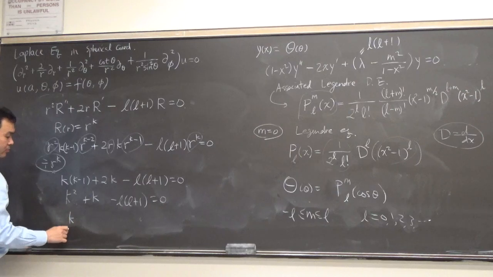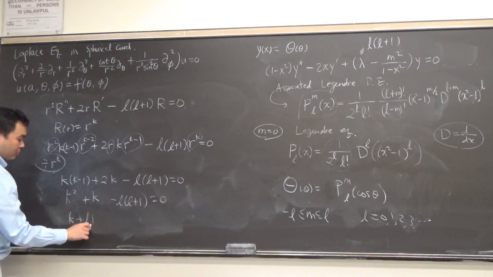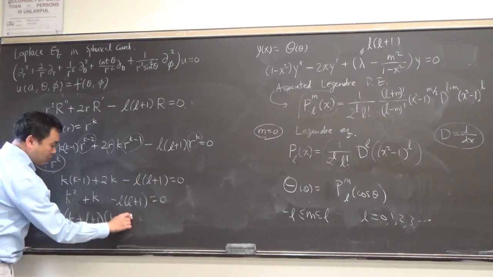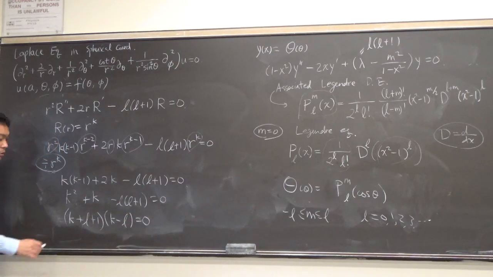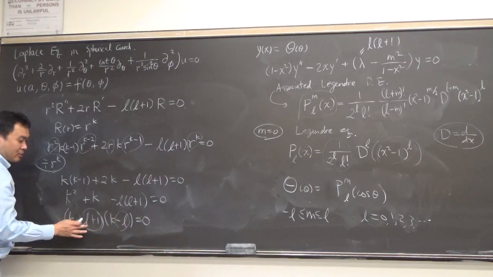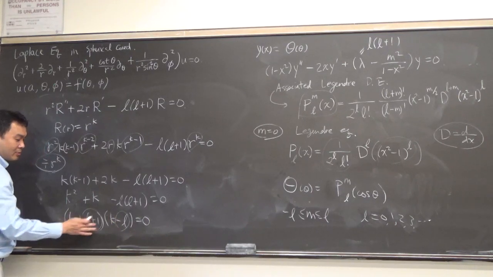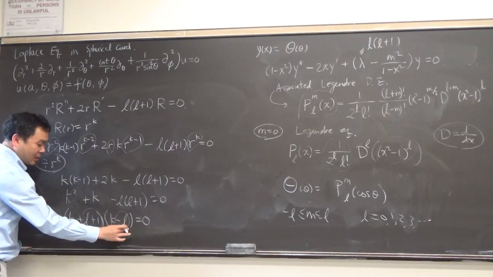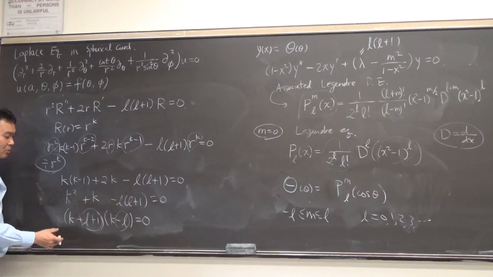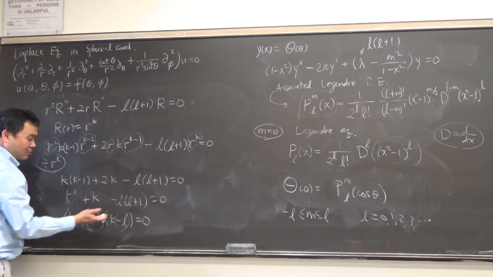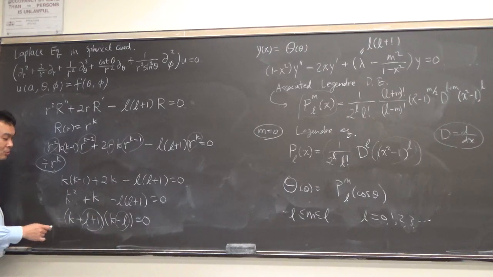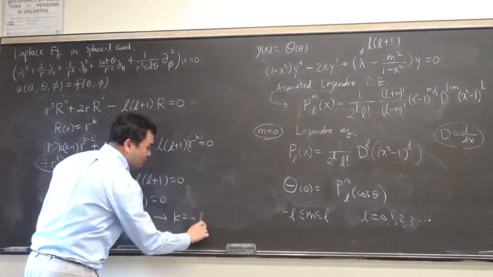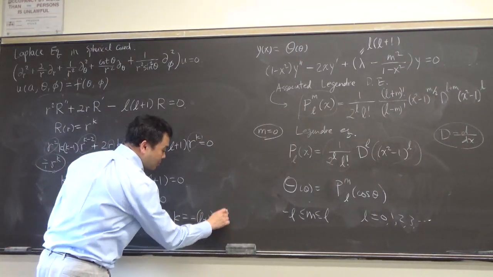And then that factors as k plus l plus 1 times k minus l equal to 0. You can check that this plus this is l plus 1 plus negative l, which is 1. And if you do this times that, negative l times l plus 1 is exactly this. So we found two numbers that multiply to this and add to this. That tells us that k must equal negative l minus 1 and positive l.